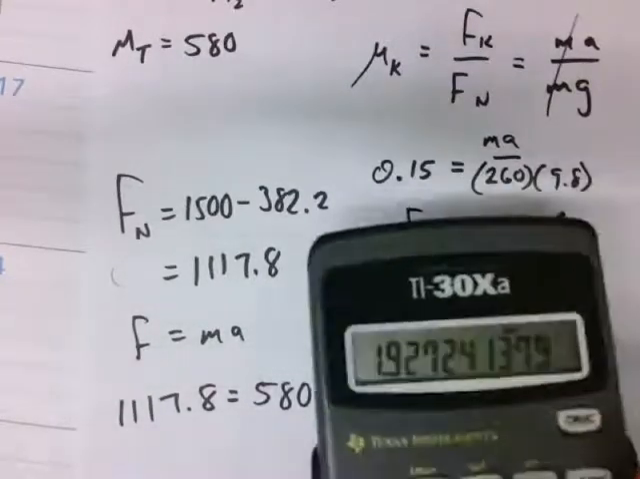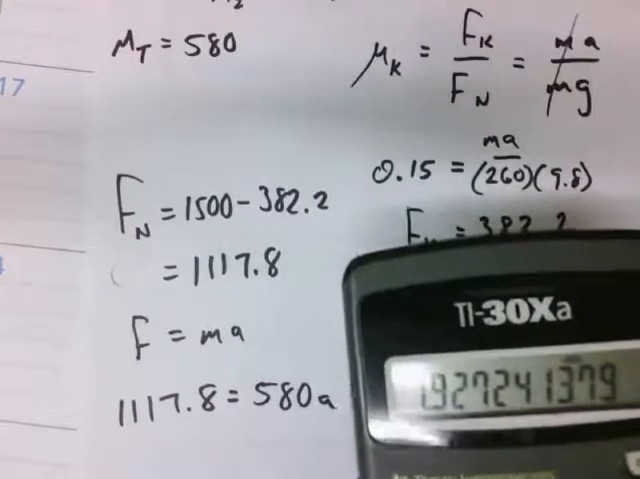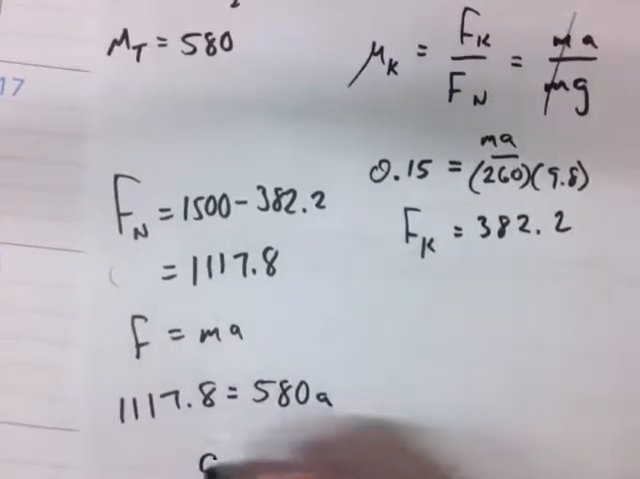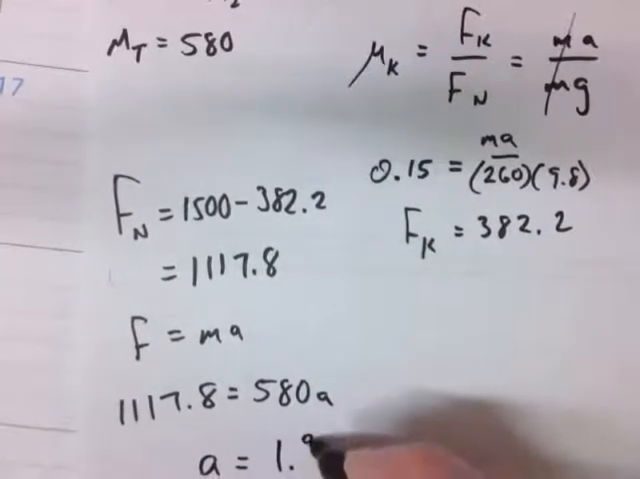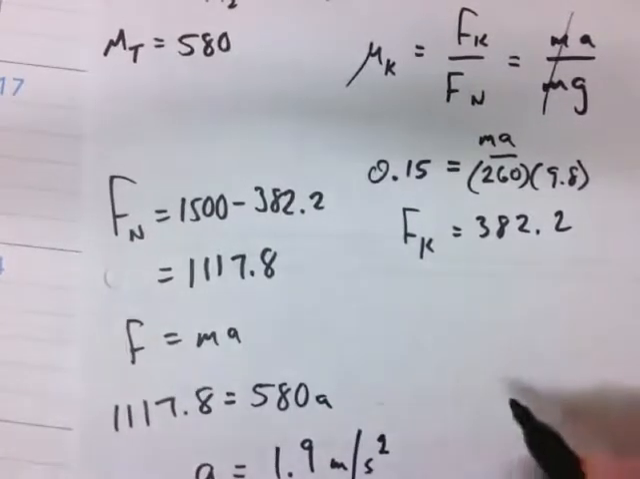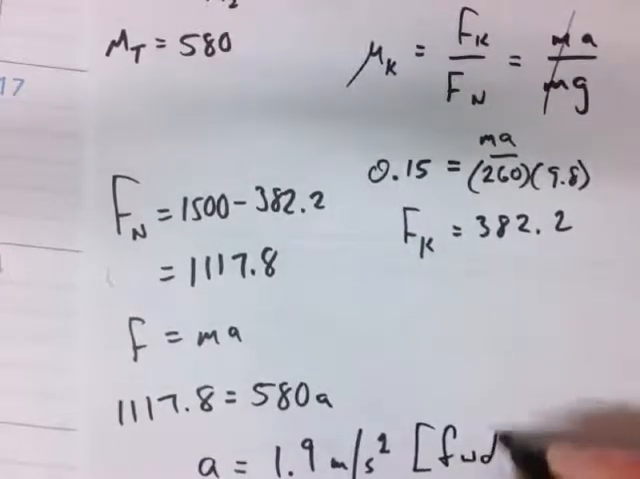1.9. The sig figs? Is that sig figs? Two decimal places? Yeah. The acceleration is 1.9 meters per second squared. Did they give us a direction? Forward. Surprise, surprise.